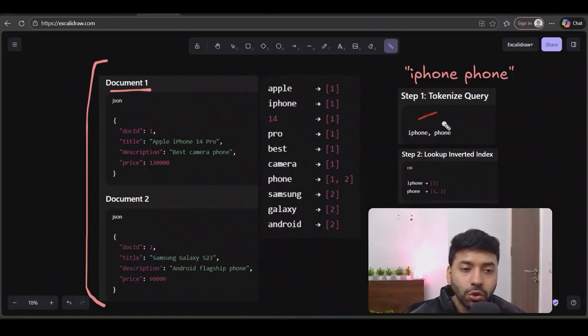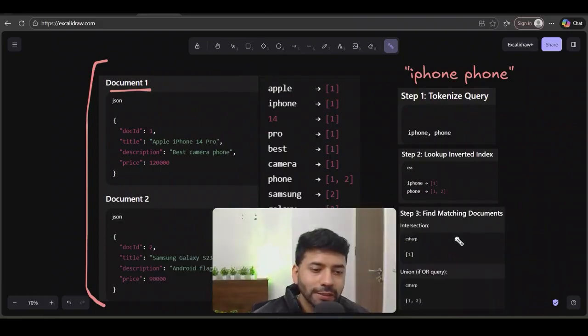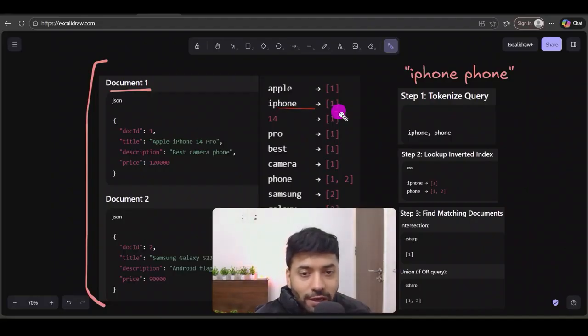So we just had to look up the words in the inverted indexes. Okay, after this, step 3 is find matching documents. If our query was something, we have to find the intersection, like both of these words should be present, and we need to just return those documents. Then the answer would have been document 1, because in document 1 we have both the keywords, we have iPhone as well and we also have phone in document 1.